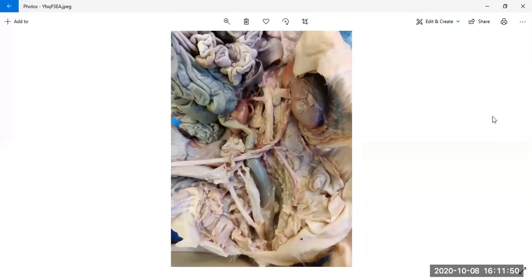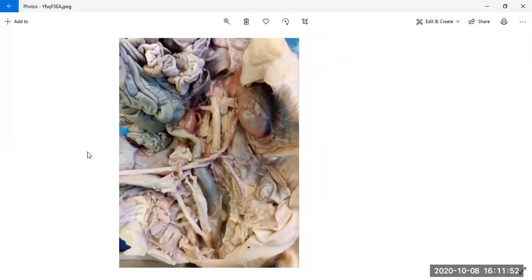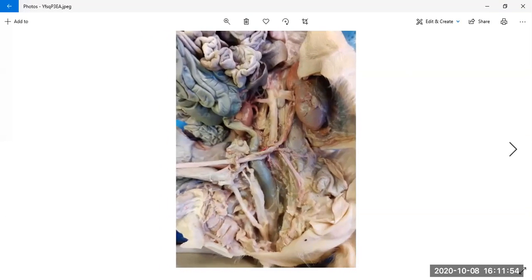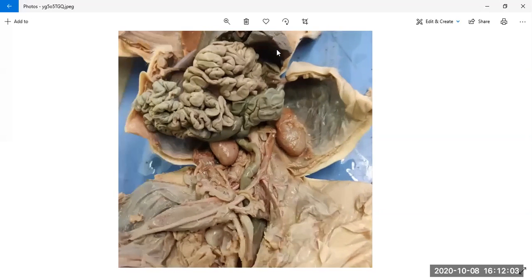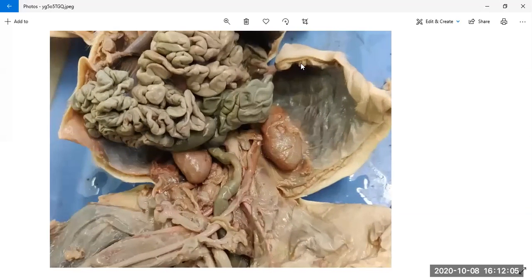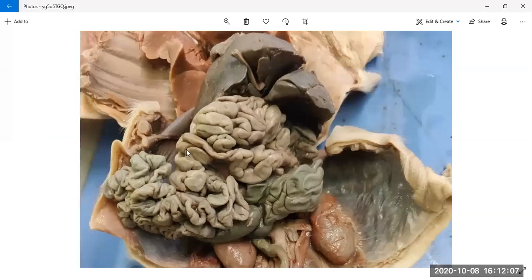Let's see. Right. This one is the liver, and the lighter stuff, this one is the small intestine, all this convoluted structure. This is all small intestine. The darker structure is the large intestine.